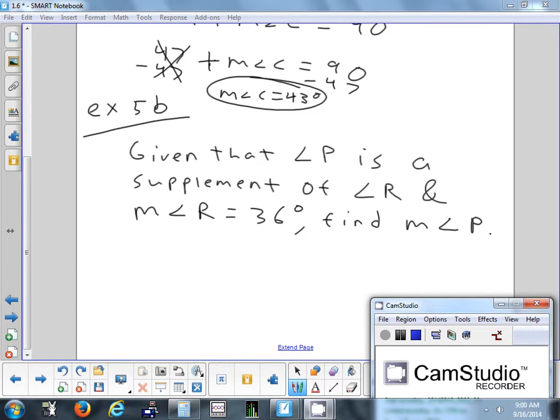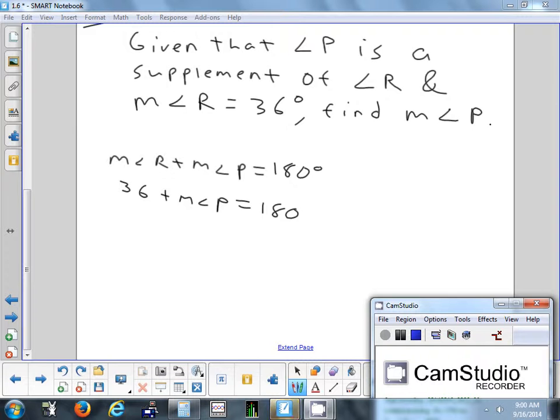Okay, so we're going to find the measure of angle P. We're going to look at the information we're given. They are supplements. Okay, Nathan, what does that mean? It means that if you add the measure of the angles, it equals 90 degrees. Right, if we add the measure of angle R plus the measure of angle P, it equals how much? 90 degrees. Supplements. Yeah, 180. Supplements. Okay, so we already know angle R is 36. So all we need to do is subtract to get the measure of angle P.